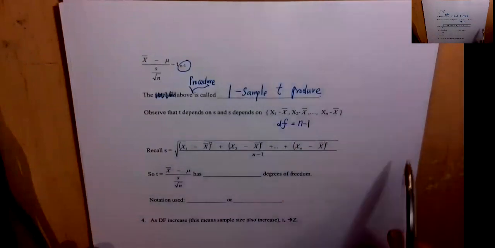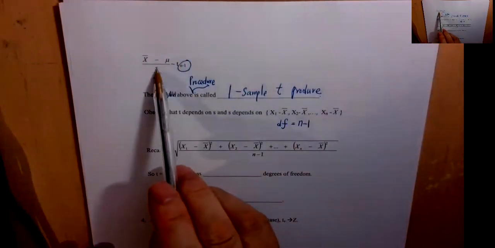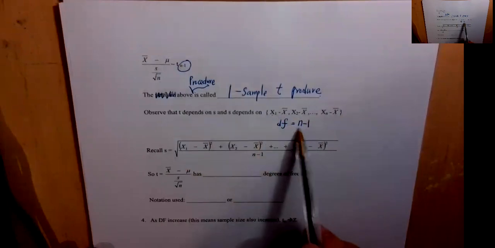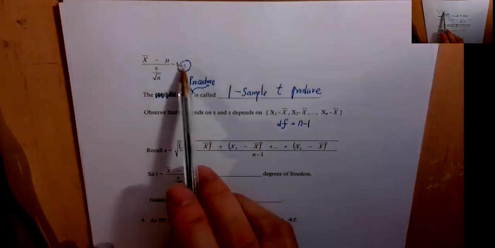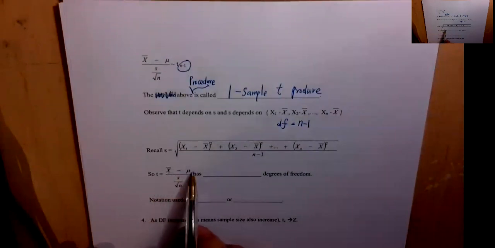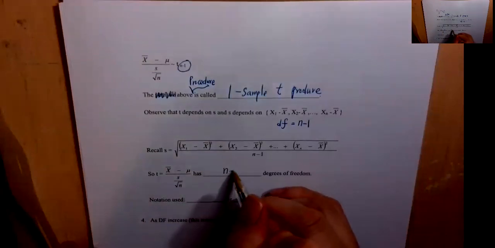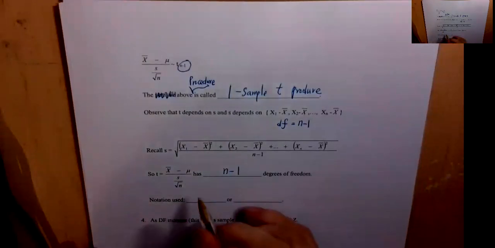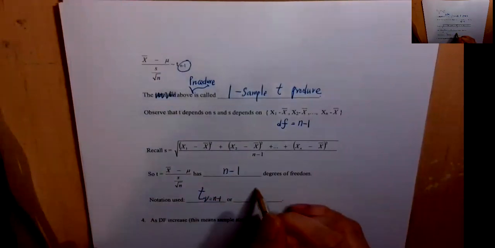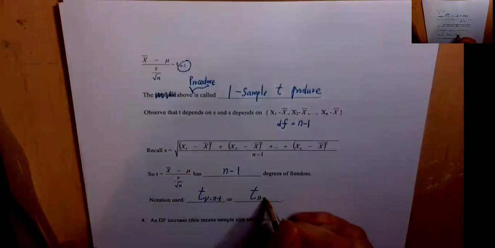Okay, so one more time. t depends on s, and s depends on this, and this has only n minus 1 degrees of freedom. So this t has n minus 1 degrees of freedom. So t equal to x bar minus mu over s divided by square root n has n minus 1 degrees of freedom. Notation used is sometimes t with nu equal to n minus 1, or just t sub n minus 1, okay?